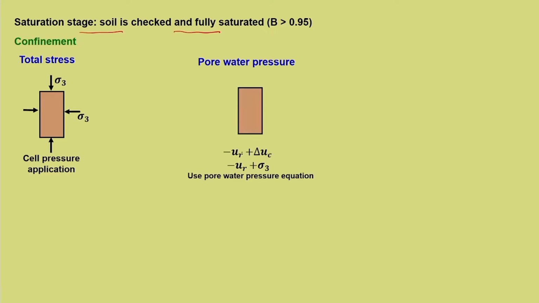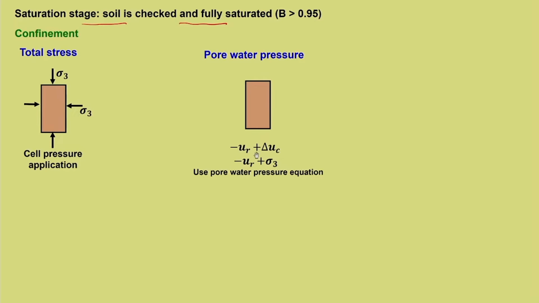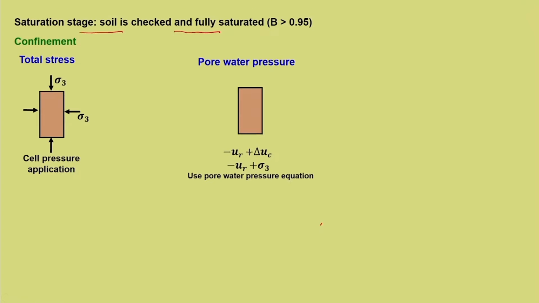So, pore water pressure will be minus UR, which was there, the residual pore water pressure which was already there in the sample, so minus UR plus delta UC. Now this plus delta UC comes from where? It comes because of the cell pressure application. So the pore water pressure after the application of confinement is minus UR plus delta UC. It is associated with the application of cell pressure. So we need to use the pore water pressure equation, so it will give the same value.